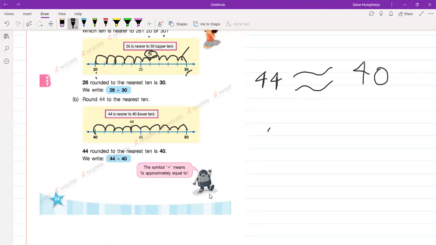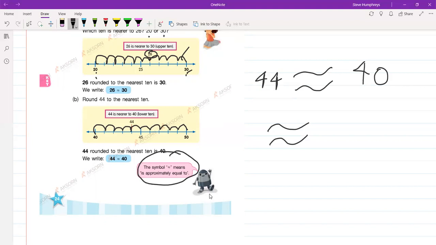So that symbol means is approximately equal to. Approximately, nearly, thereabouts, okay?